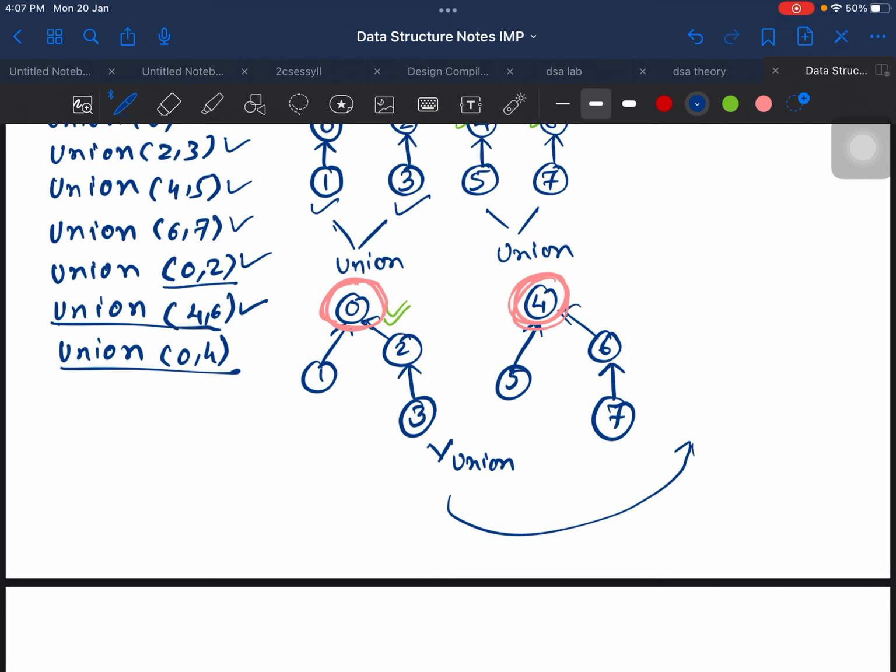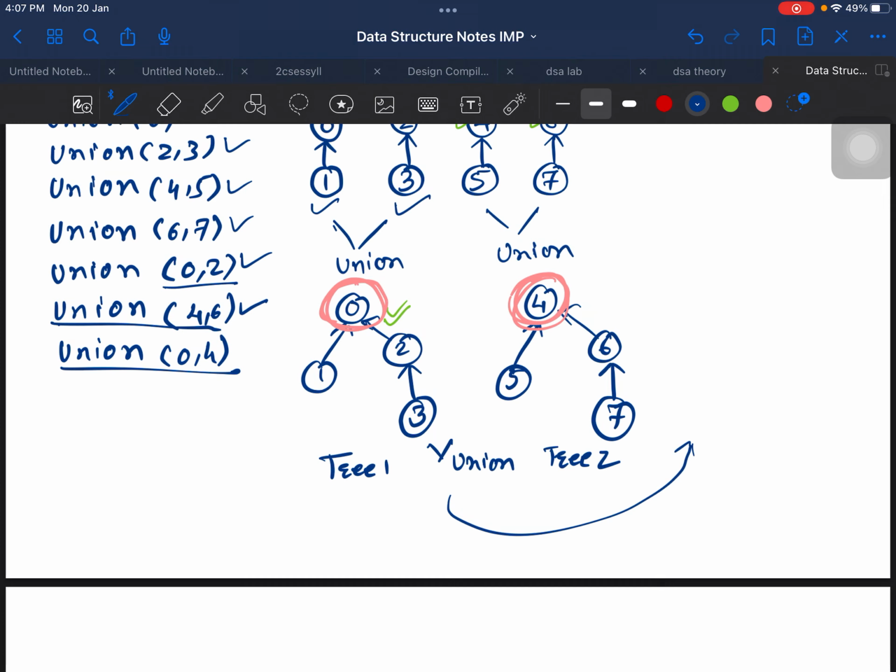Now guys, again you have to see that in both the trees, 4 elements are there. Let us assume that this is tree 1 and this is tree 2. Both the trees have 4 elements. So we cannot say that this tree is a superior tree or that tree is a superior tree.